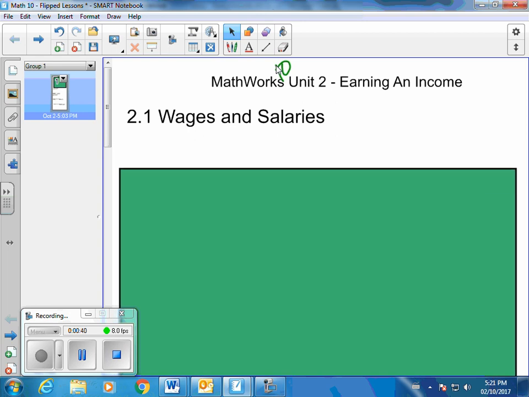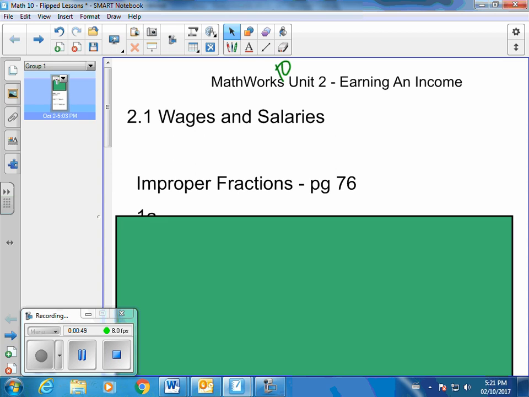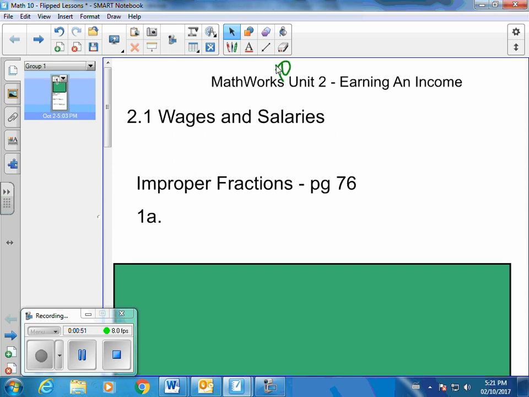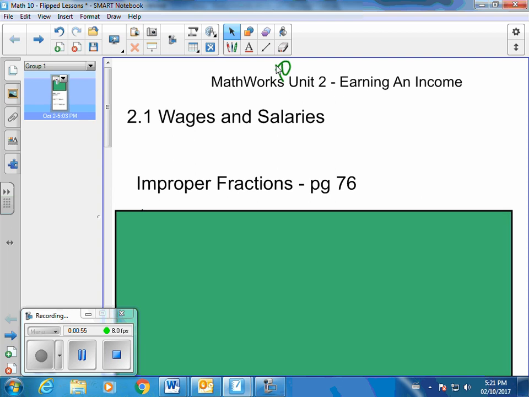So we are going to start on page 76. We're going to tune up our basics a little bit. We're going to be looking at improper fractions. It's going to come in importance later on, but it's a good little warm-up activity.